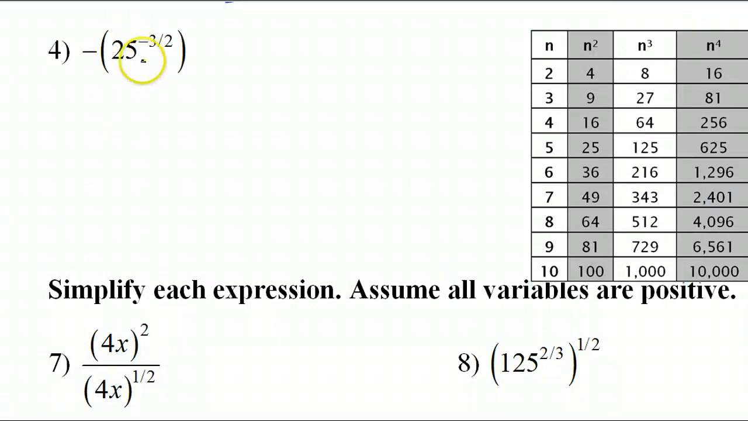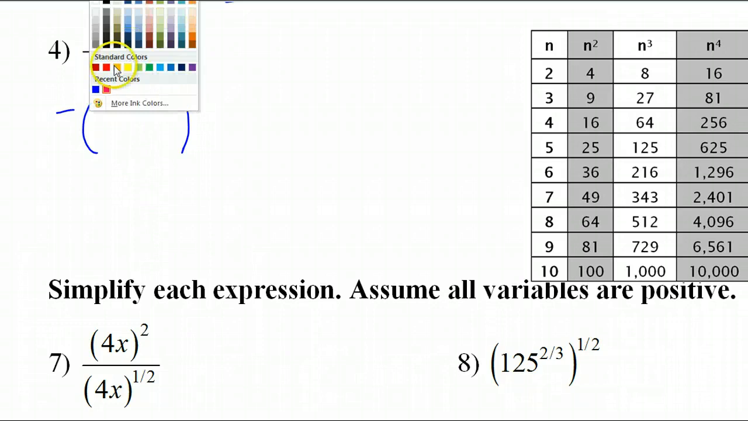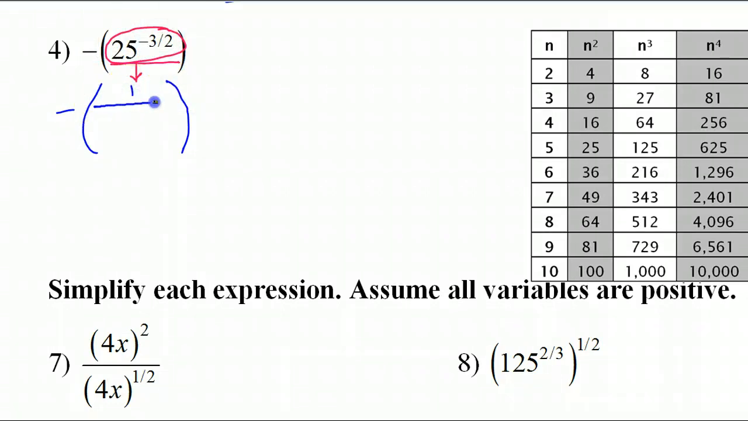Okay, number 4. Now that negative out front, it's outside of the parentheses, so it's just going to stay way out there. So don't worry about that for now. Meanwhile, inside of the parentheses, we have a negative exponent. And we all know that when you have a negative exponent, you are on the wrong side of the invisible fraction line. So this is going to become 1 over 25 to the 3 over 2 power. So now I will rewrite this in radical form.